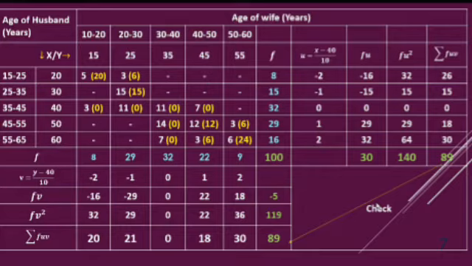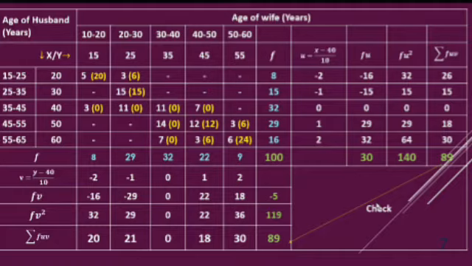Now I have taken 40. The first value of u is 20 minus 40 divided by 10. So that is minus 2. Second value of u, x is 30, 30 minus 40 divided by 10. So it is minus 1. Third value, 40 minus 40 divided by 10, 0. Fourth value, 50 minus 40 divided by 10, 1. 60 minus 40 divided by 10, 2.